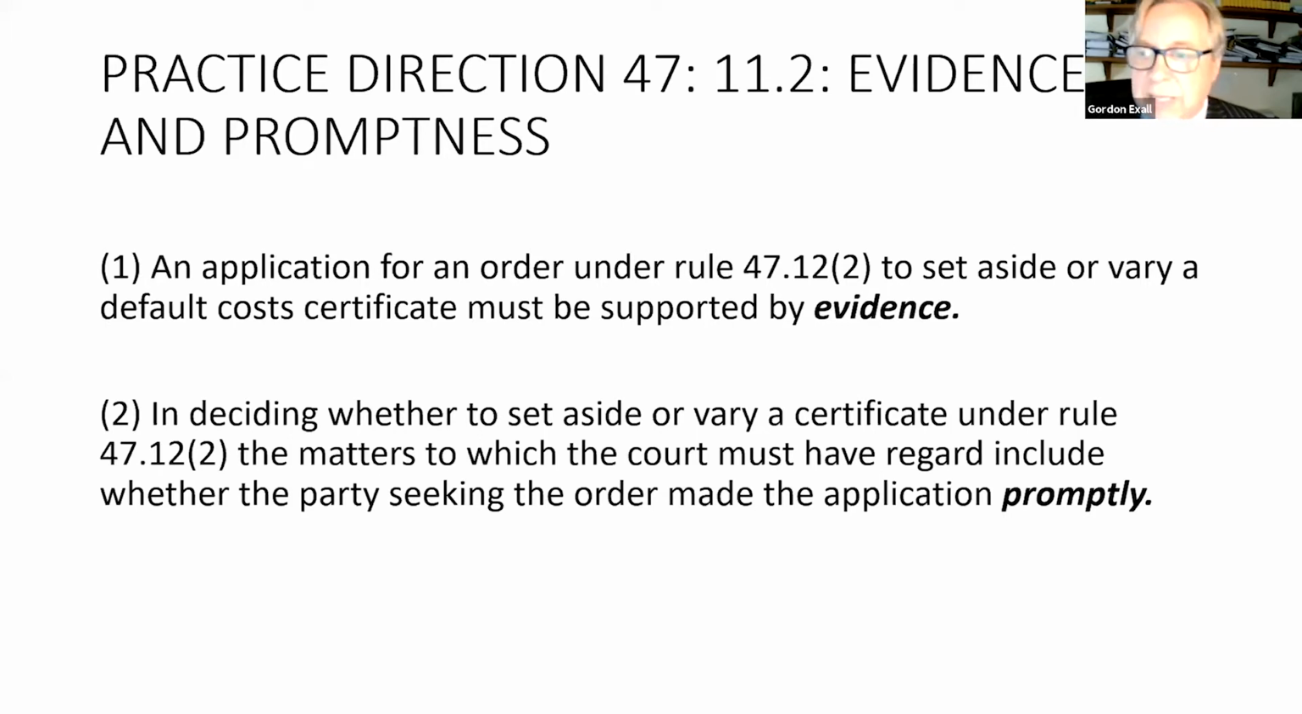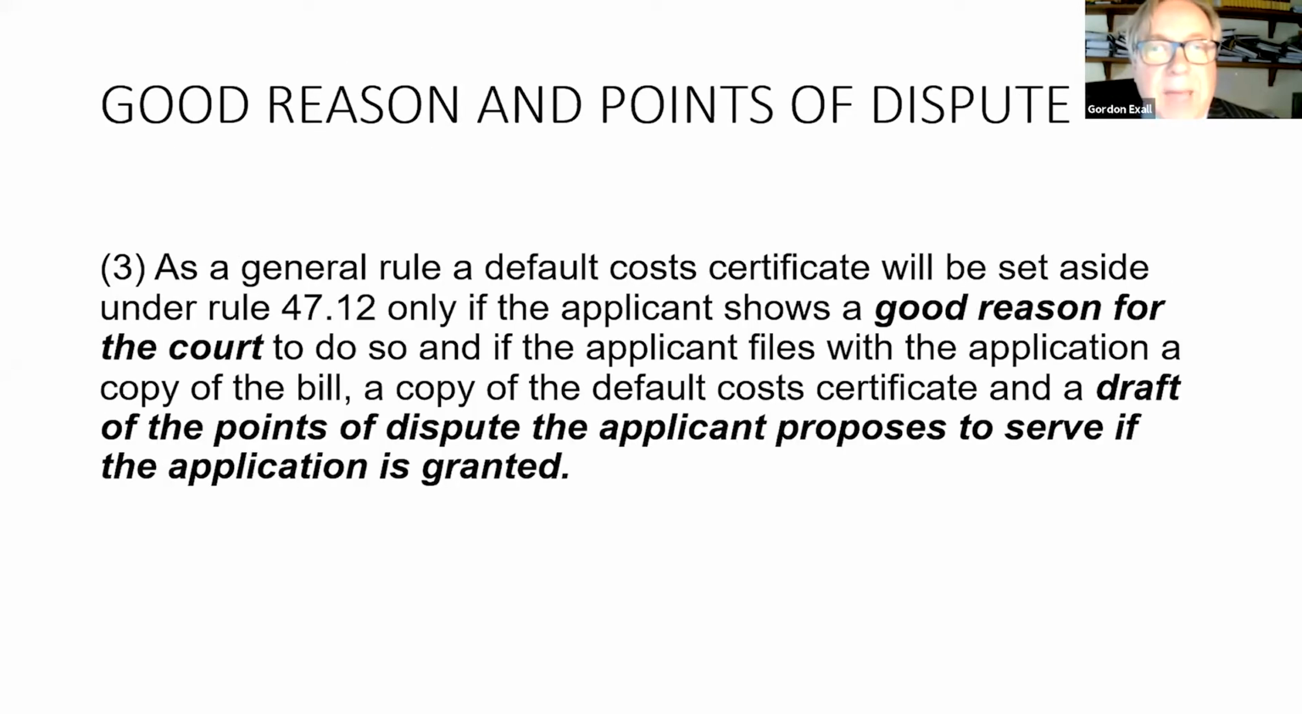There are lots and lots of cases in relation to default judgments where the court said you may have a good argument on the merits, but we are not going to set it aside because you did not make the application promptly. You've then got to show a good reason for the court to set aside the default cost certificate, and you've got to, and this is in the practice direction, have a draft of the points of dispute the applicant proposes to serve if the application is granted.